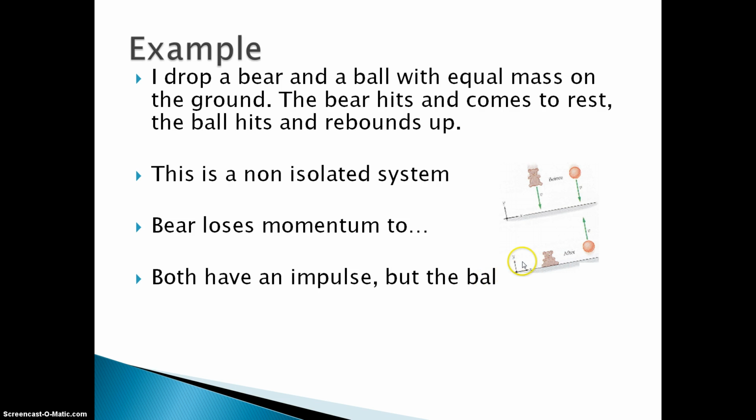This should read ball, except the picture got in the way. Both have an impulse. Both things change their motion. The bear goes from motion to zero. The ball goes from motion to backwards motion. Which one's got more impulse? My answer is the ball, because the ball has to change its motion from downward motion to zero and then keep changing it to go to an upwards motion, whereas the bear just has to change its motion from downward motion to zero.